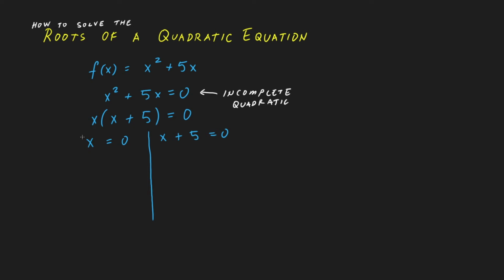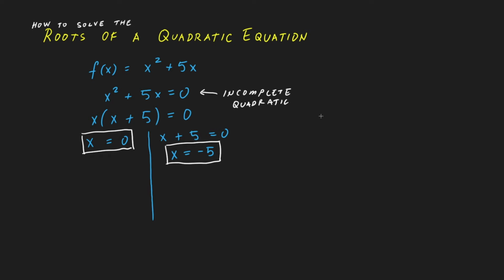So here, you already have one of the roots. So this is one of the roots. And this one, of course, you have 5 on this side with the x. So you move the 5 to the other side. So x is equal to minus 5. And there we go. We now have two roots, 0 and negative 5. So x is equal to 0, x is equal to negative 5.